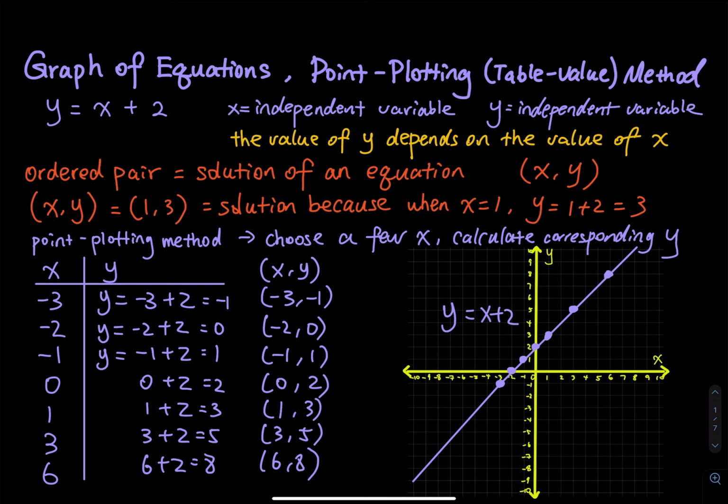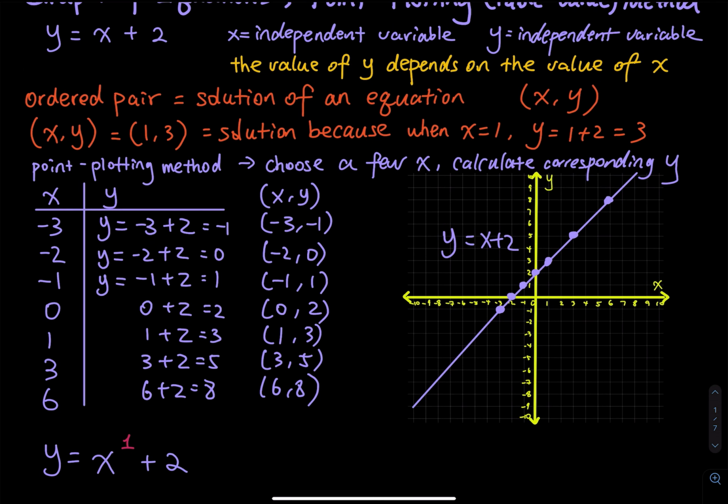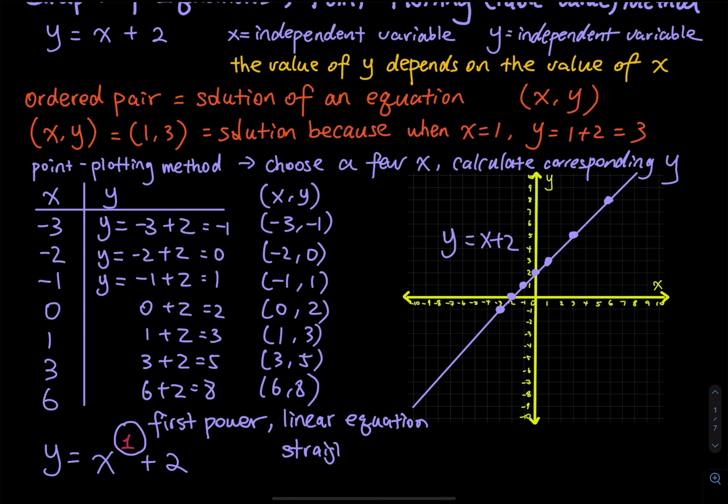Sometimes I would just call this a table value method. Okay, so let's do some more. So we have y equals x to the first power plus 2, right? So this is a first power. What does that mean? When the independent variable is raised to the first power, this is a linear equation. We use the word linear because the graph is a straight line.